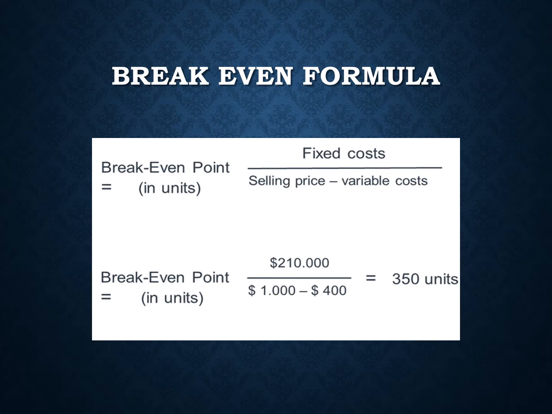Now students, look at the break-even formula. The formula is fixed cost divided by selling price minus variable cost. For example, if the fixed cost is $210,000 and the selling price is $1,000 and the variable cost is $400, then by applying the formula, we get the answer 350 units.